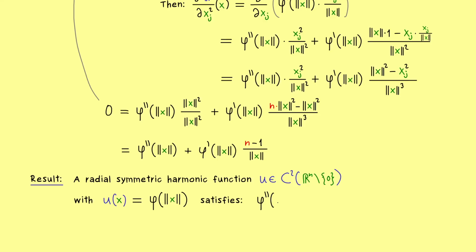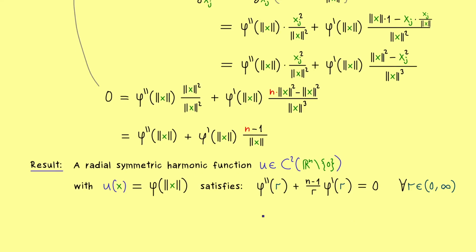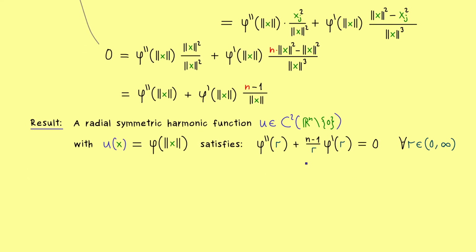ODE. And we can write this ODE as the second derivative of phi at the point r plus the first derivative of r, which has the factor (n-1) divided by r. And this should be equal to 0 for every r between 0 and infinity. So this is quite nice, and with our knowledge of ordinary differential equations, we can immediately solve this one. In fact, it's a linear one which we can solve with an integrating factor.